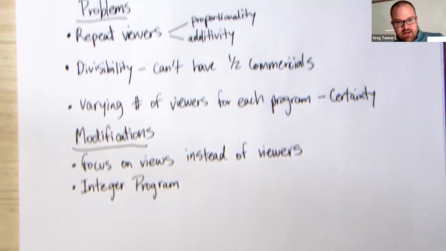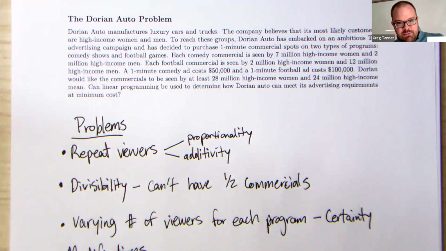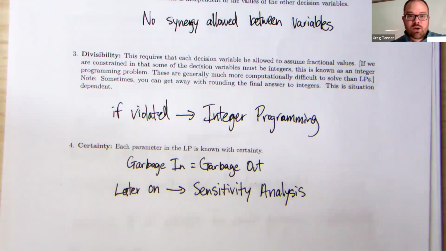Okay, so to sum up the video, we talked about the 4 assumptions and then looked at how those 4 assumptions might play out in a scenario where you want to perform linear programming.